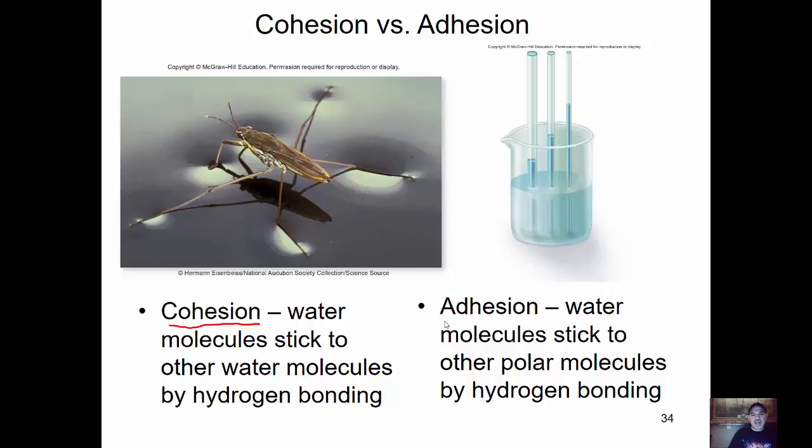Then here's another property called adhesion. Cohesion is when like molecules are attracted to each other. Adhesion here is when a water molecule sticks to other types of polar molecules. And this is what's responsible for, say, water climbing up very thin glass tubing or capillary tubing like you see here. That water can actually climb up it because the water is sticking to the sides of the glass there.